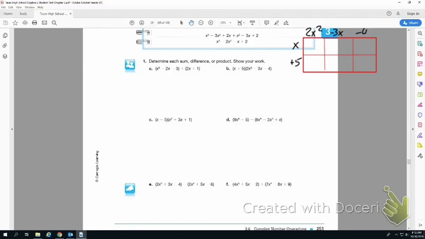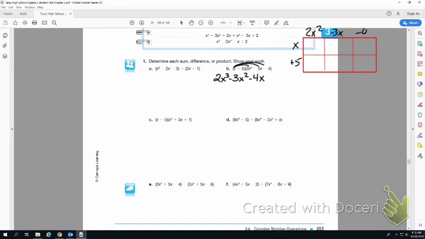But again, I do the distribution, so I would take x times 2x squared, which is going to give me 2x cubed. X times negative 3x is going to be negative 3x squared. X times negative 4 is negative 4x. Take notice of how I organize this second part of this problem.